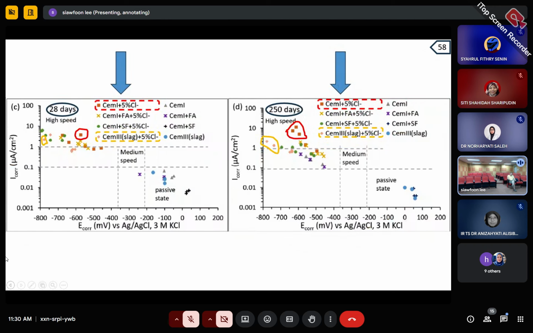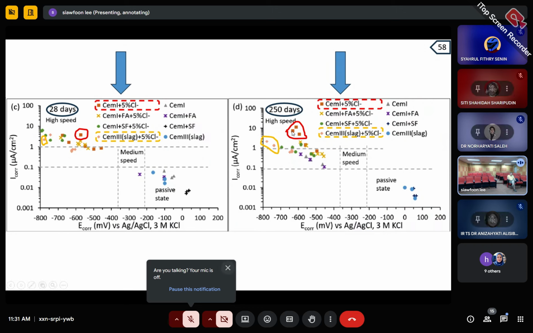And then I plotted the corrosion current against the corrosion potential for the 28 days, because usually they cure the concrete for 28 days, covering it with moisture. And later I studied another 250 days. Okay, you can see there are a lot of mixtures here.